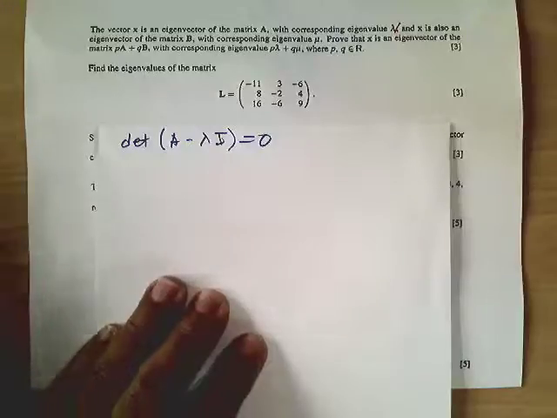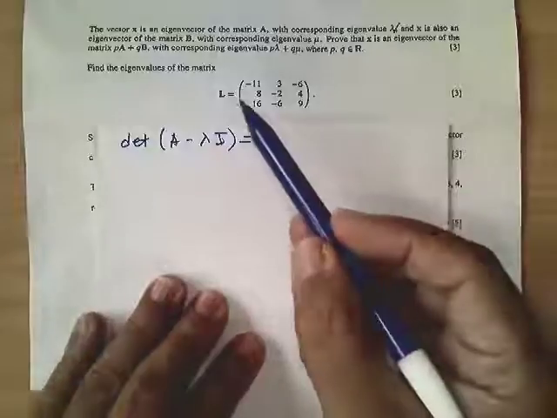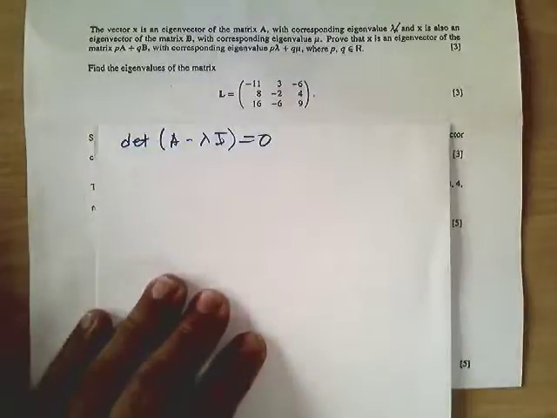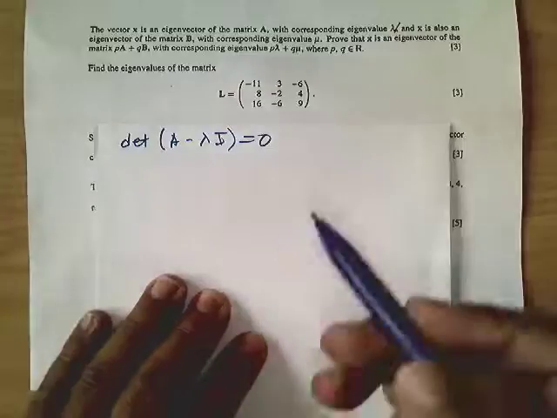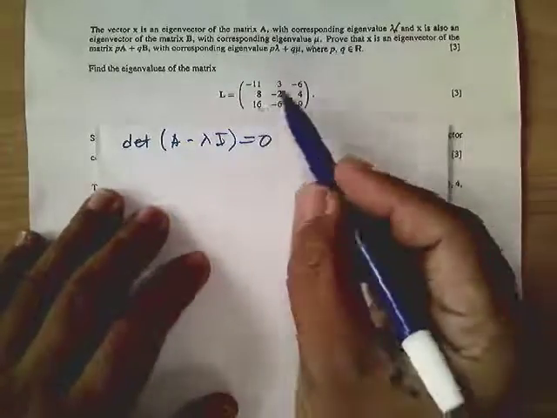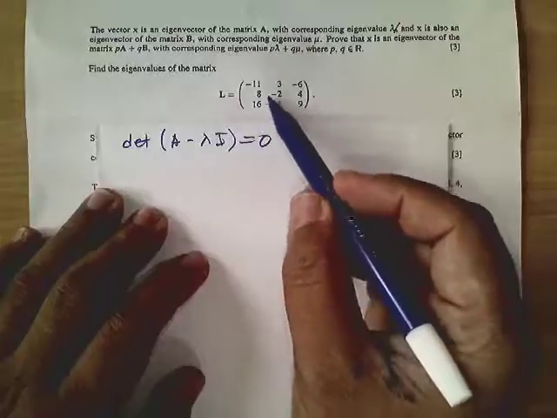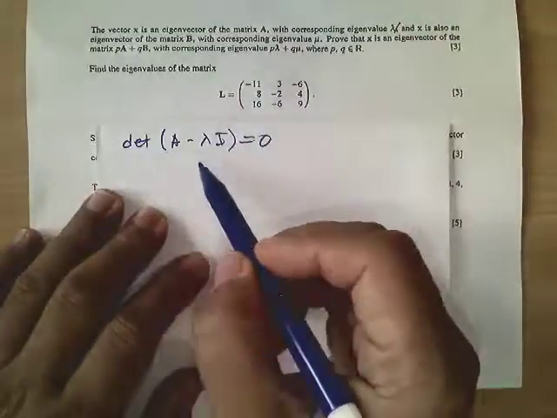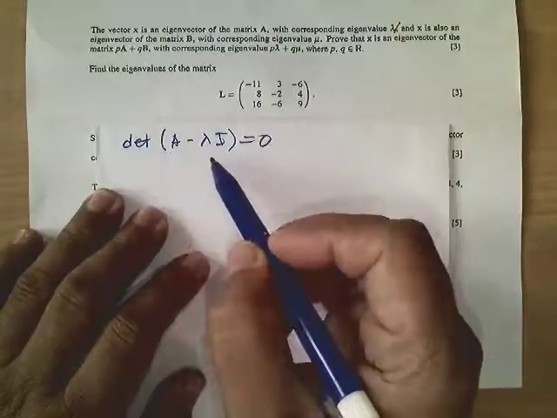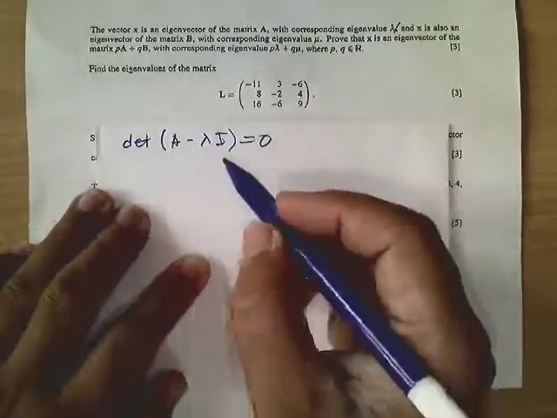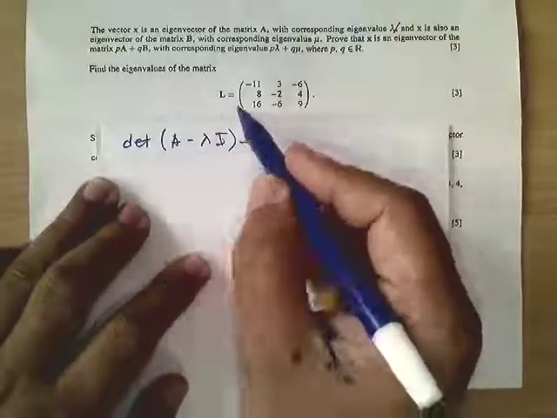Hello, in this video, we're going to discuss how to find the eigenvalues of a certain matrix. For example, we have this matrix L, and our task is to find the eigenvalues of this one. For us to be able to do that, we need to use the determinant of A minus lambda I. So this is going to be your L there.